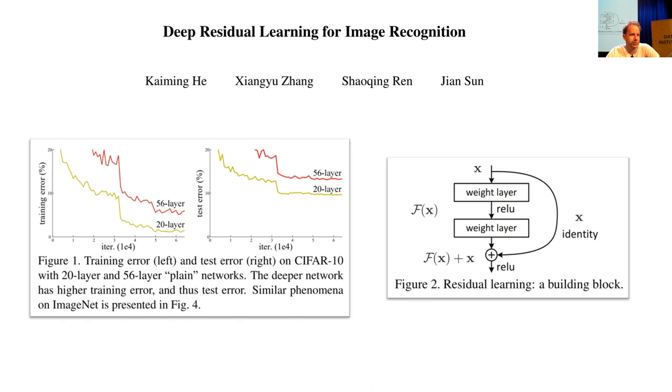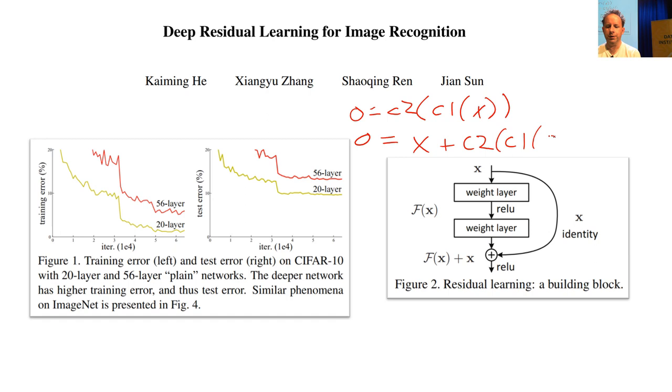What's going on? And he said, I don't know, but what I do know is this. I could take this 56-layer network and make a new version of it, which is identical, but has to be at least as good as the 20-layer network. And here's how. Every 2 convolutions, I'm going to add together the input to those 2 convolutions with the result of those 2 convolutions. So in other words, he's saying, instead of saying output equals conv2 of conv1 of x, instead he's saying output equals x plus conv2 of conv1 of x.